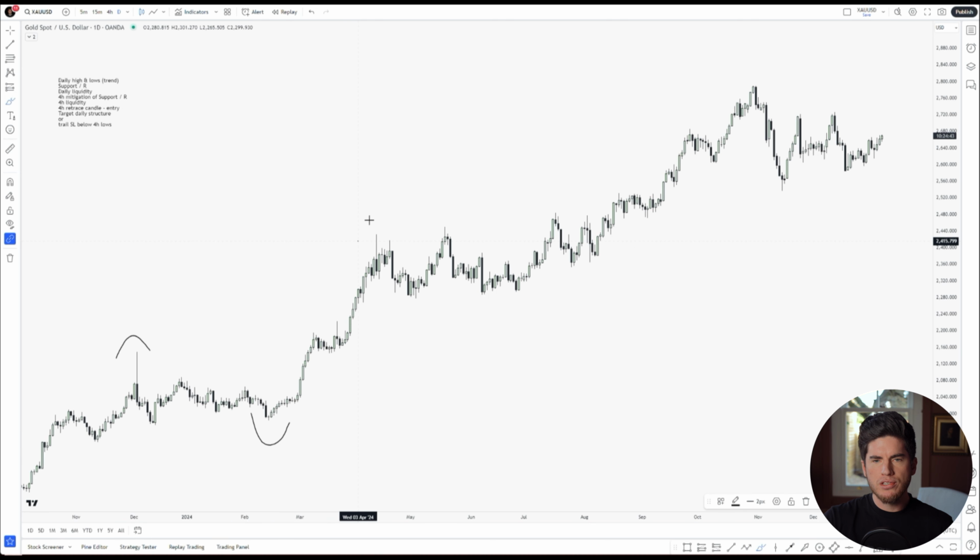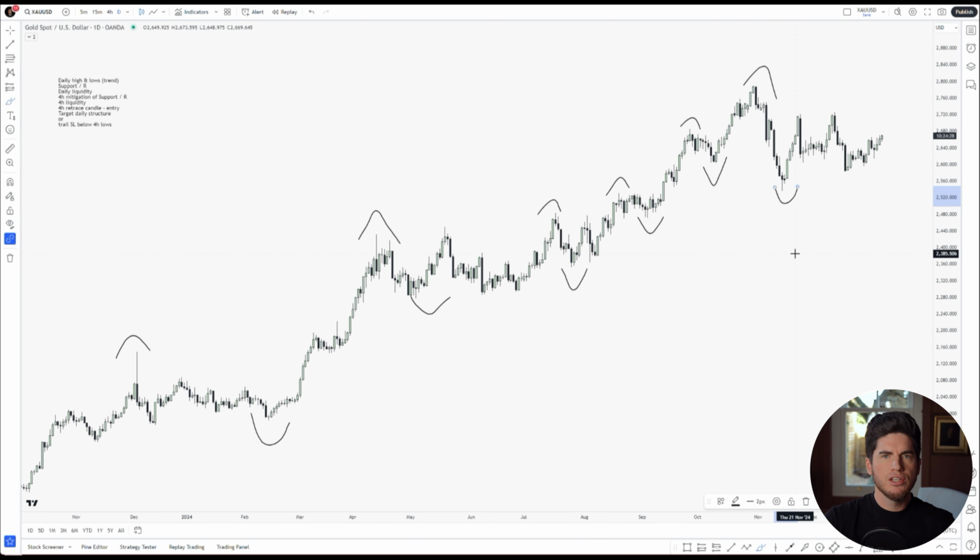We're looking at swing points as well, so not everything in between. We have a high, we have a low, we have another high, a low, and these are all higher highs and higher lows, wouldn't you agree? Until we get to around December, Christmas just gone, 2024, and this is where we're at now. So within a few seconds we've identified we are in a bullish trending market on the daily time frame on gold.